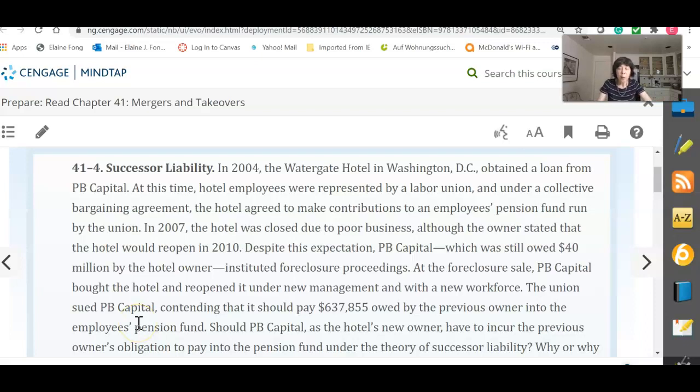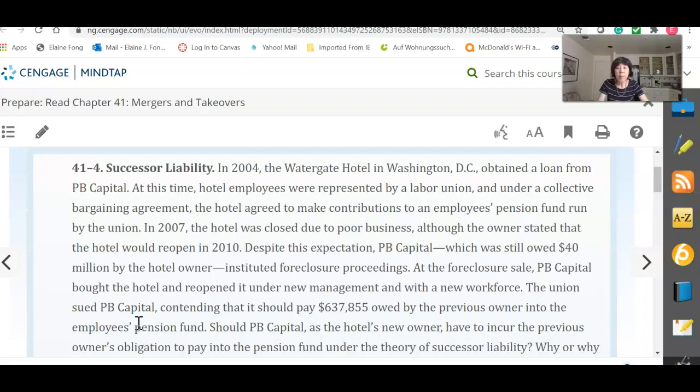In 2004, the Watergate Hotel in Washington, D.C. obtained a loan from PB Capital. At this time, hotel employees were represented by a labor union, and under a collective bargaining agreement, the hotel agreed to make contributions to an employee's pension fund run by the union. In 2007, the hotel was closed due to poor business, although the owner stated that the hotel would reopen in 2010.